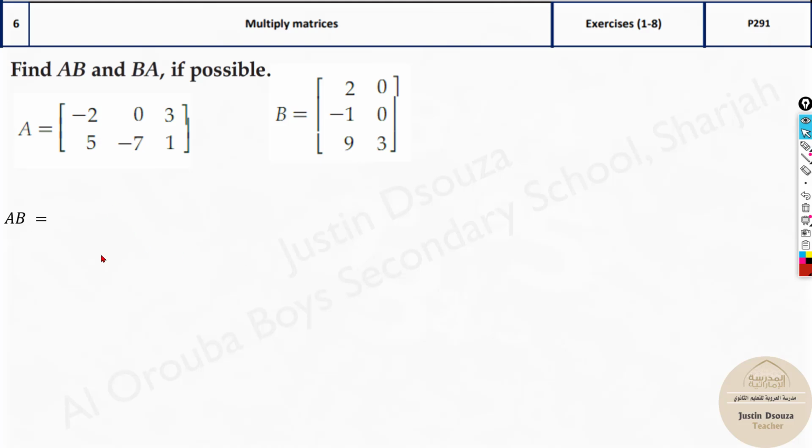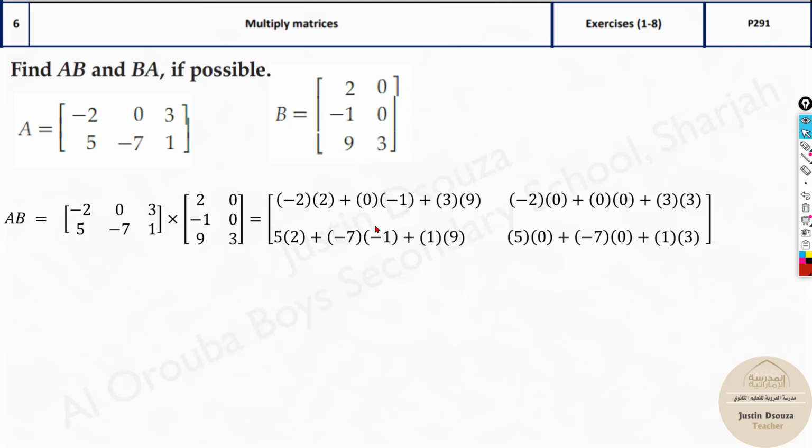Now the actual method to multiply is, the first row is multiplied with this first column. And then you write it out from the tail to the tail, in the sense this term over here with this term. Can you see over here? That's what happened. Minus 2 times 2 here. And then 0 times minus 1. And lastly 3 times 9. That is what we do. And then we write it over here.